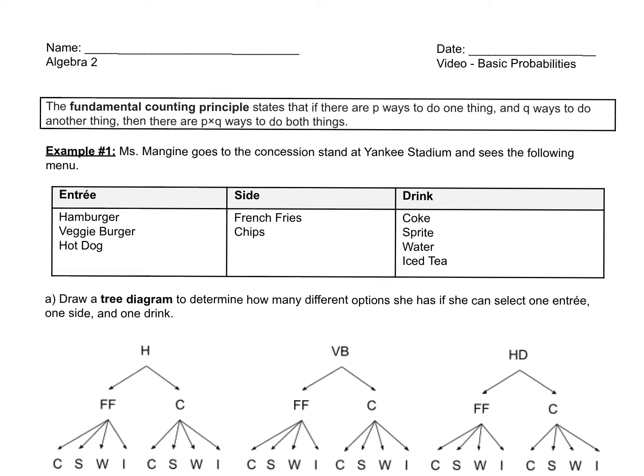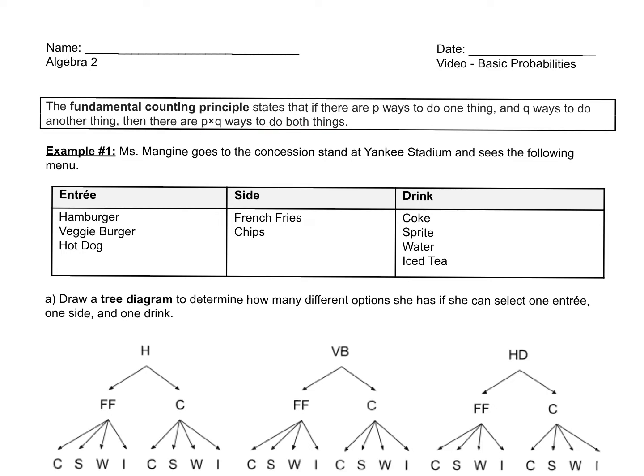Hi everyone, in today's lesson we're going to talk about basic probabilities. First, we'll begin with the fundamental counting principle, which states that if there are p ways to do one thing and q ways to do another thing, then there are p times q ways to do both things. What do I mean by that?